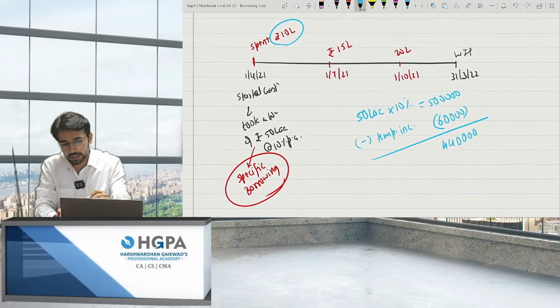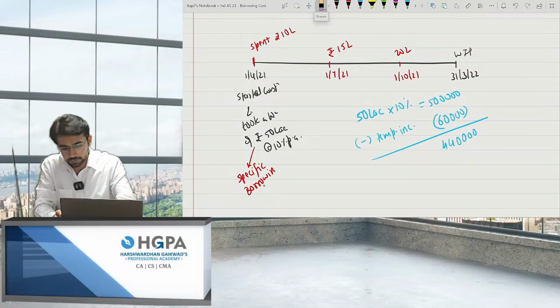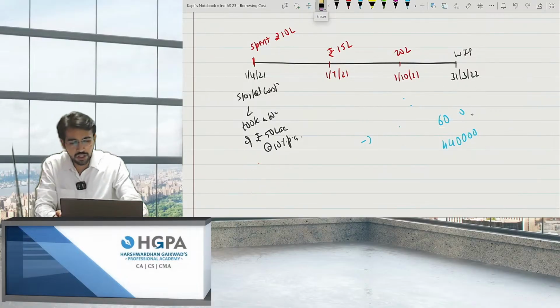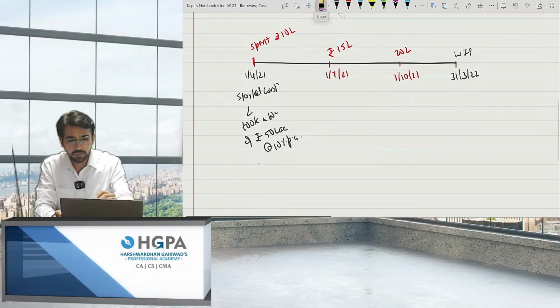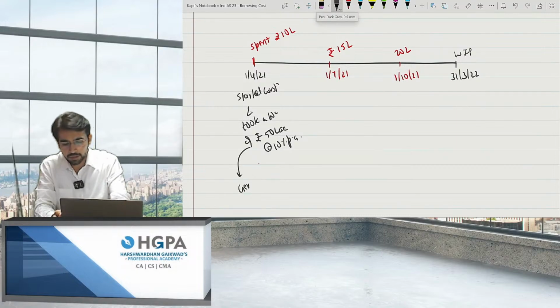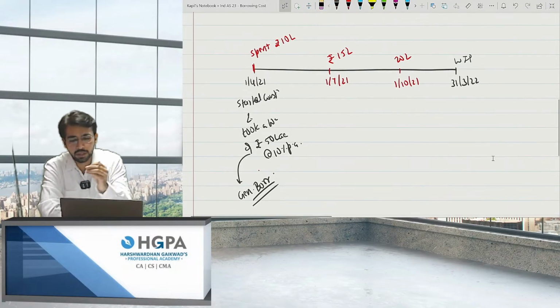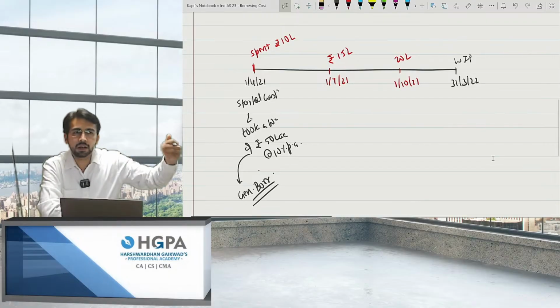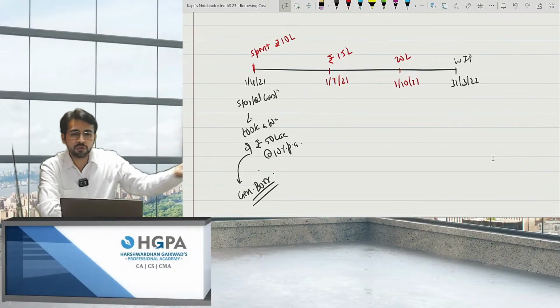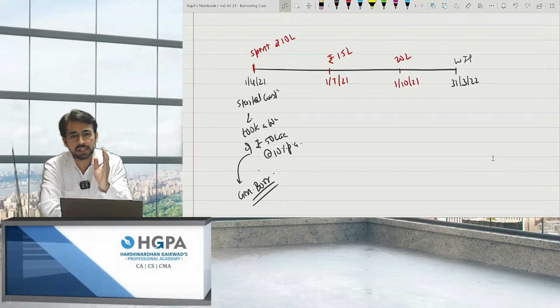If, let's say, this was a general borrowing. In that case, if it was general borrowing, that means I haven't taken a loan for this construction. I have taken a lot of other loans, and I've utilized those funds over here. I have not taken a specific loan for this construction. Okay. In that scenario, there will be time ratio, that is time basis.